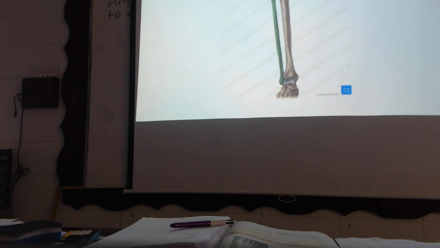O-S-C-O-X-A. Oscoxa. What are the three bones of the oscoxa? Ilium, ischium, and pubis. Somebody point to each of those. Ilium's the top one. The pubis is the one right there. Ilium's the one on top. Ischium's the one on the bottom you sit on, and the pubis is the one in the front. I don't know if that helps anybody, but it's kind of how it is.